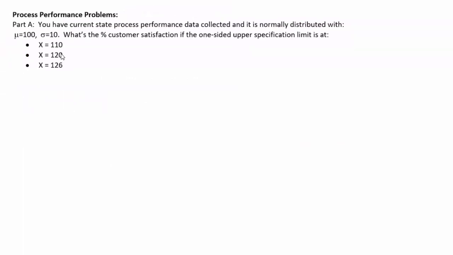We've got some process performance data that was collected. It could be current state data on, I don't know, how long it takes to fulfill an order. It could be on how well we're cutting or crafting a part. It could be how long it takes to perform a series of steps that satisfy a customer or service request. So we've got this performance data, and it looks like it's population data because we're using mu and sigma as our descriptors for central tendency and spread.